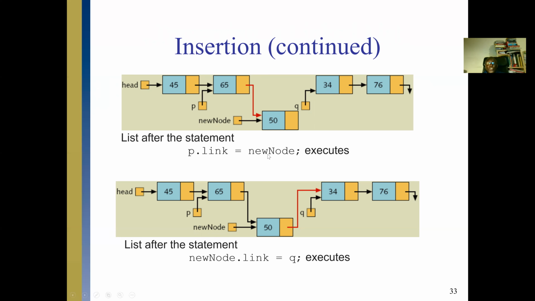So this is again the new node assigned to p.link. Now next we assign the q to new node.link. So we can see that q is assigned to the new node.link 34.